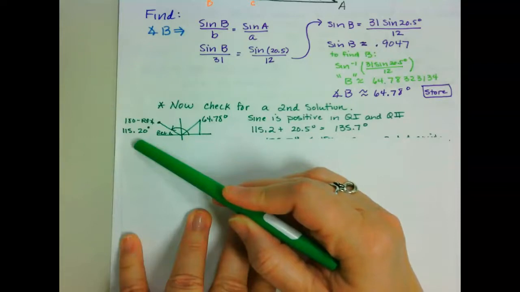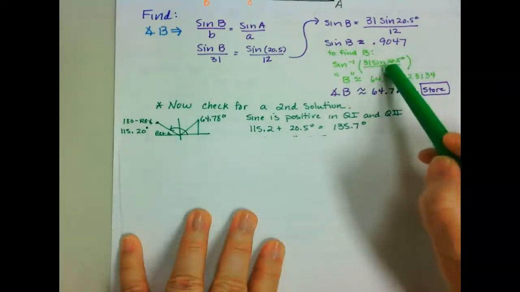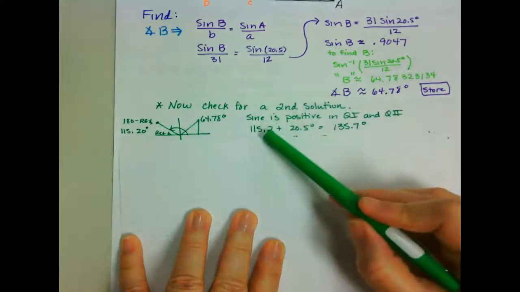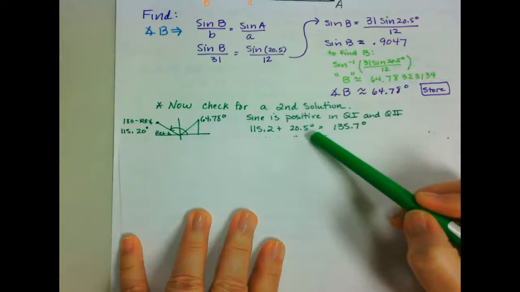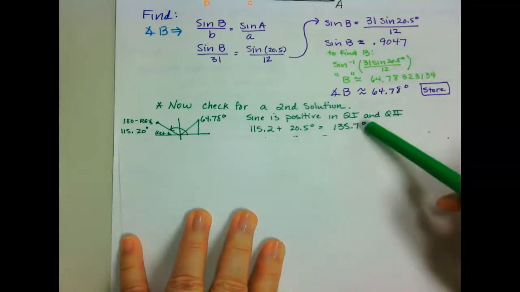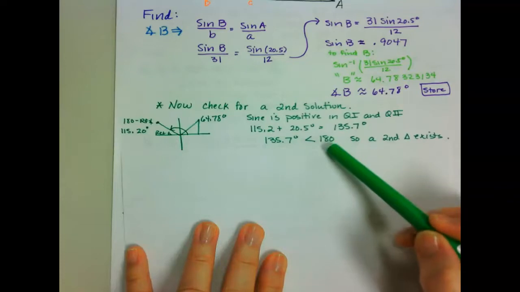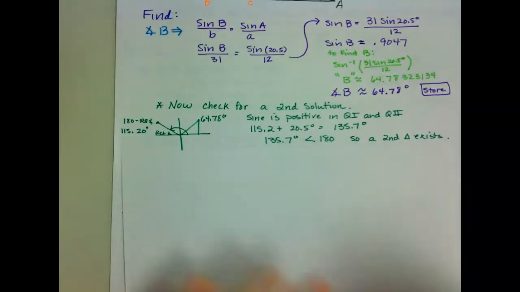So now I check to see if I can have 1 or 2 solutions, because this tells me for certain I have 1 solution. This is how I check to see if I have a second. So I take the 115.2, which I just calculated in quadrant 2. I add the 20.5, which was angle A in the given information, together, and I get 135.7 degrees. Since 135.7 degrees is less than 180, we know that a second triangle exists.